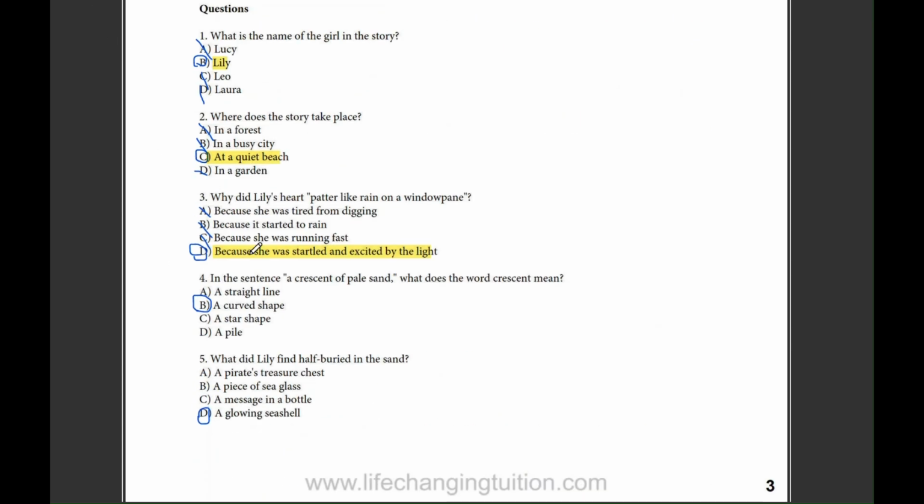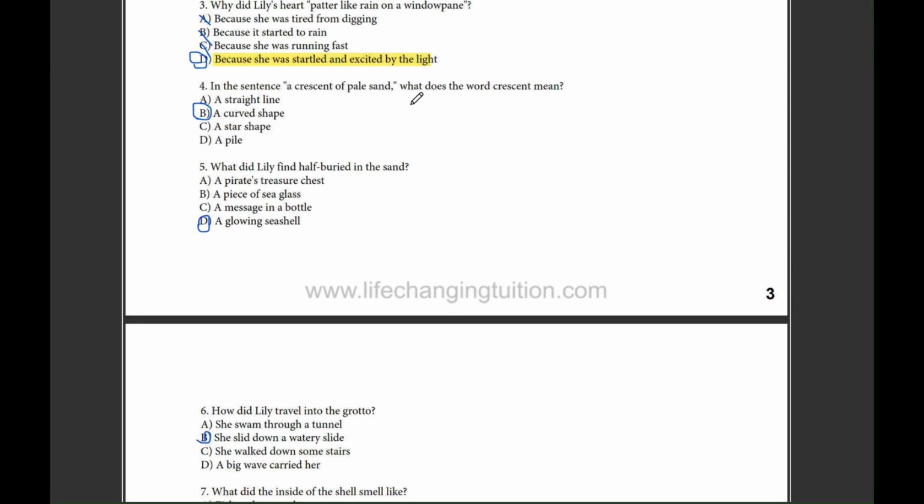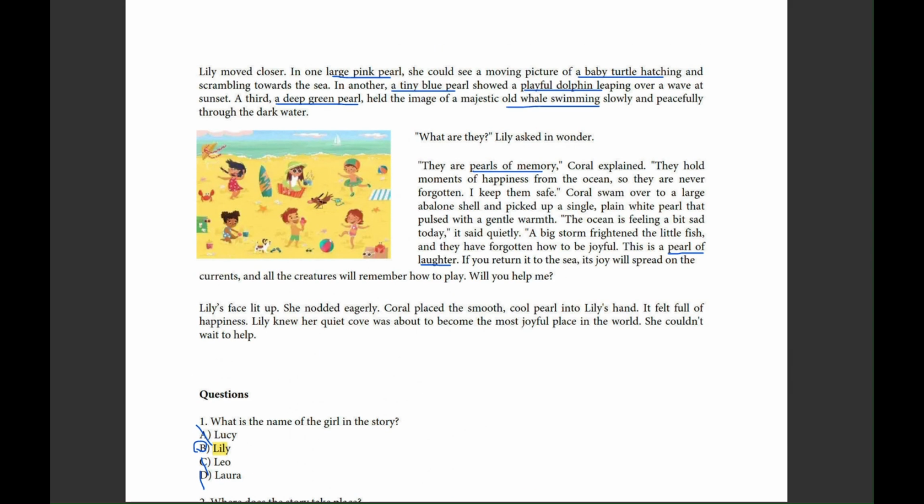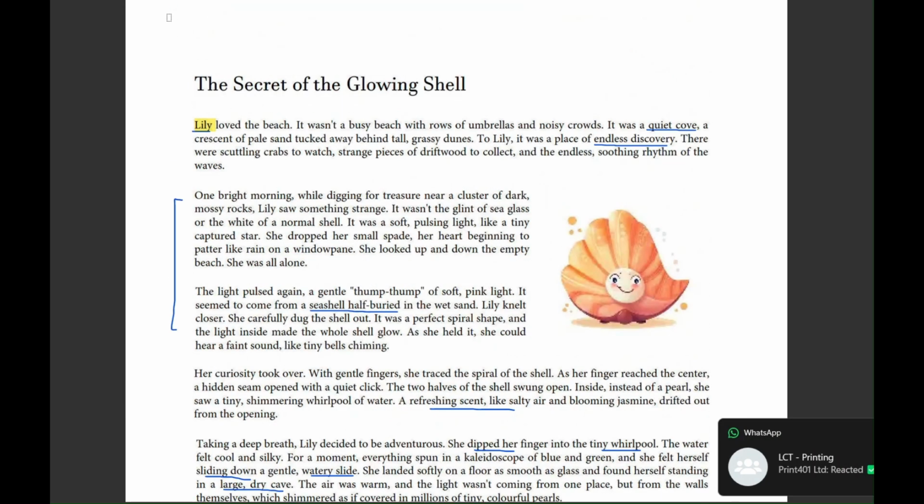In a crescent of pale sand, what does crescent mean? Choices: A. A straight line, B. A curved shape, C. A star shape, D. A pile. Why not A, C, D? They don't fit the word meaning. Answer: B. A curved shape. Explanation. Crescent means a curved moon-like shape.